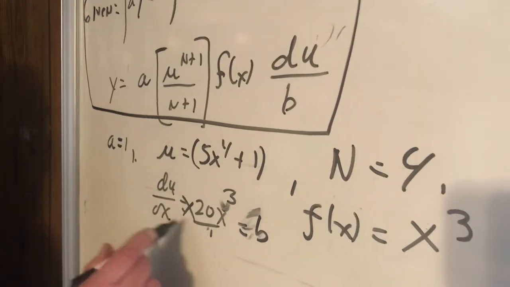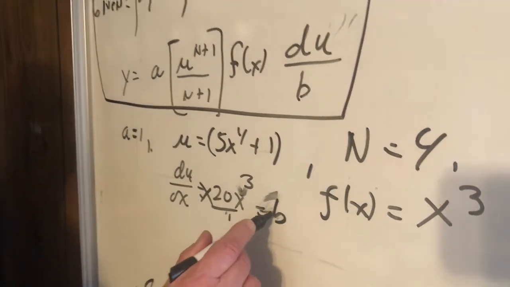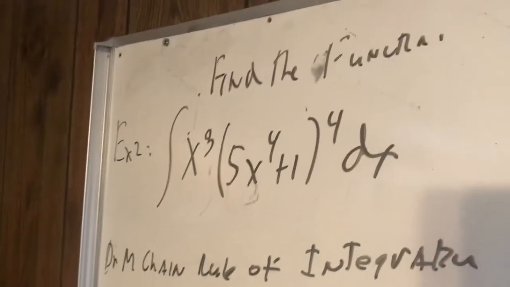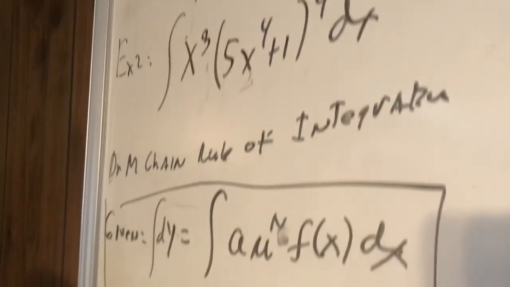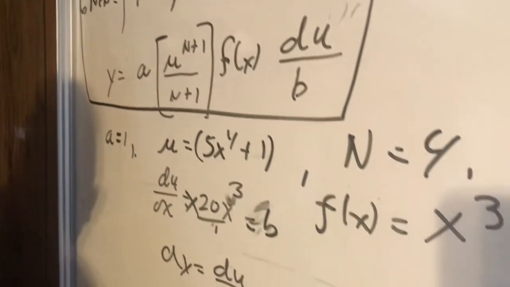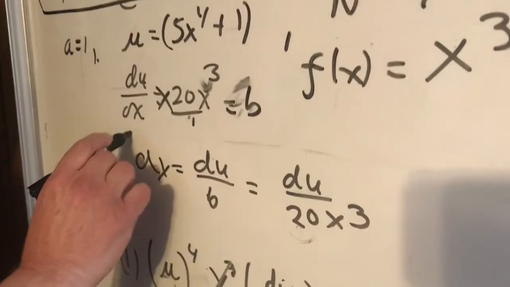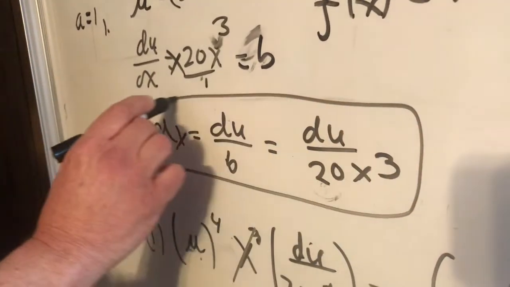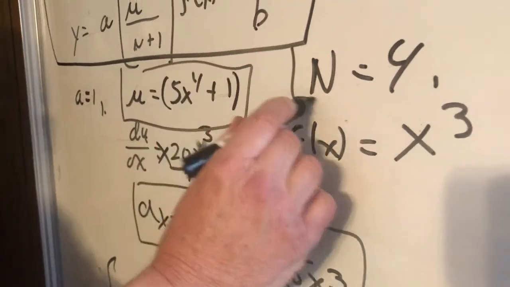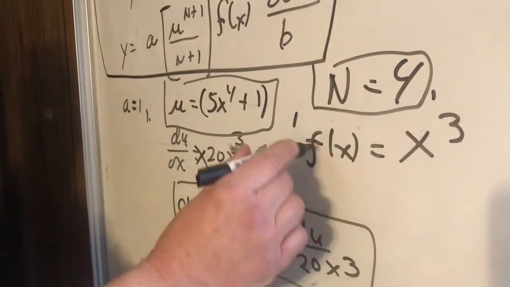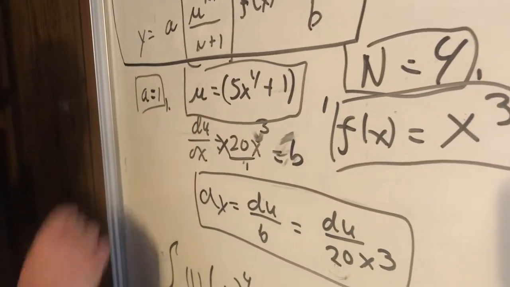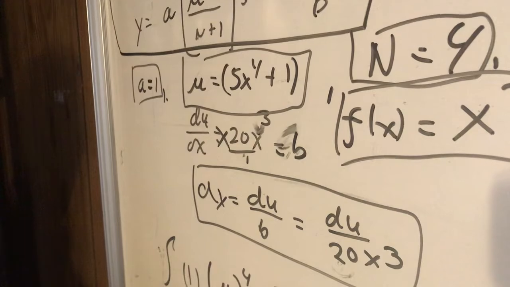Now du dx equals 20x cubed, that's b. So what I have to do is define dx as du over b, or du over 20x cubed. So now what I have to do is substitute u, n. I already have this in there. I don't have to substitute that at all. And in my formula here, a is 1.